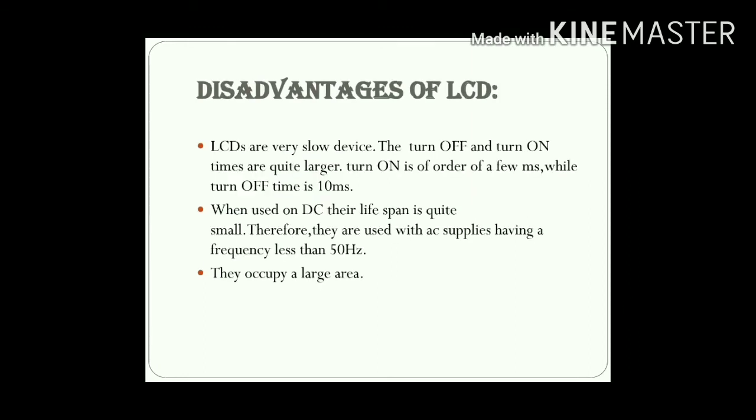Disadvantages of LCD. LCDs are very slow devices. The turn off and turn on times are quite large. Turn on is of the order of a few milliseconds, whereas turn off time is 10 milliseconds. When used on DC, their lifespan is quite small. Therefore, they are used with AC supplies having a frequency less than 50 Hz. They occupy a large area.